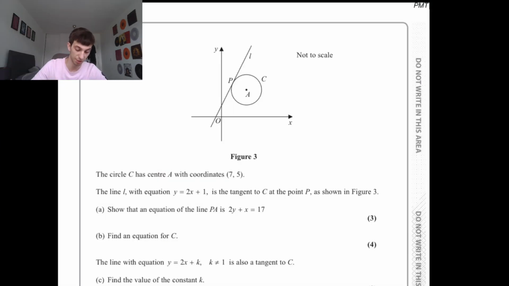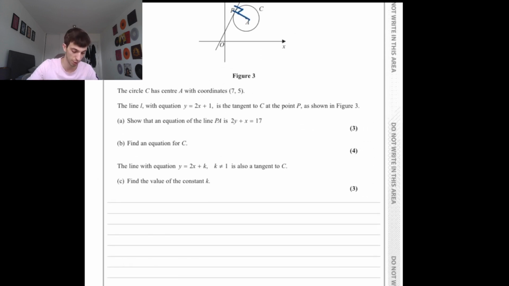Alright, so question 6, we have a circle question. The circle C has center A with coordinates 7, 5. The line L with equation y equals 2x plus 1 is tangent to C at the point P as shown in figure 3. So just describing what we're seeing. Show that an equation of the line PA, so PA is going to be the radius, we know the radius is going to be perpendicular to the tangent, is 2y plus x equals 17.